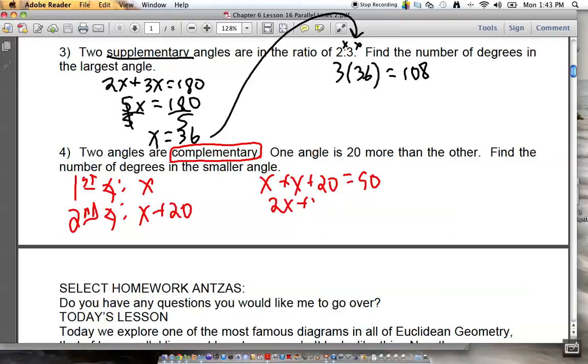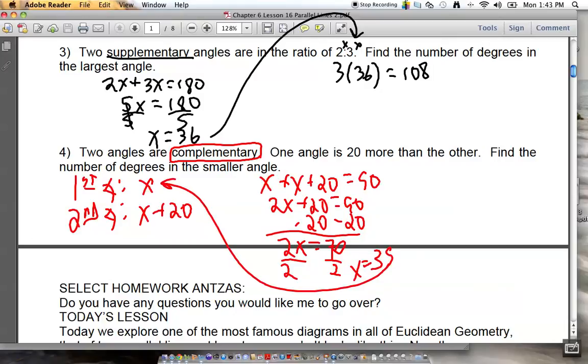1x plus another x is what? 2x. Plus 20 is 90. Minus the 20. 2x is 70. Divide by 2. X is 35. And the smaller angle is x. So the answer is 35. Okay? Any questions?